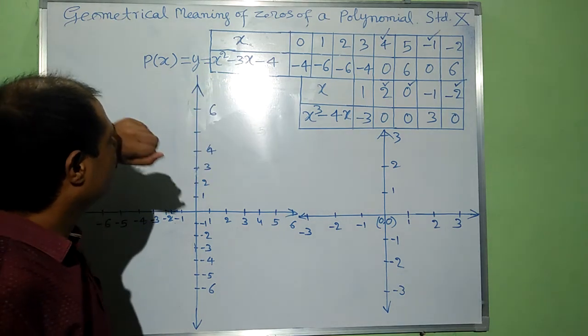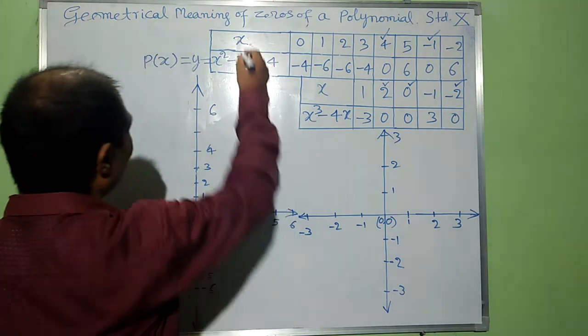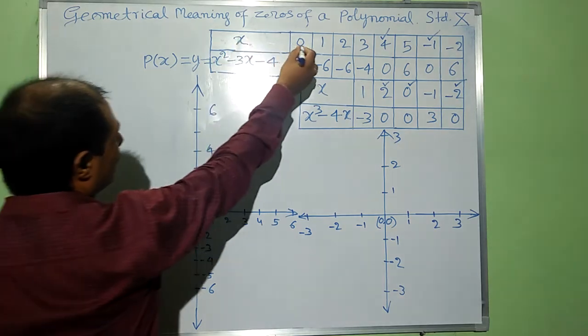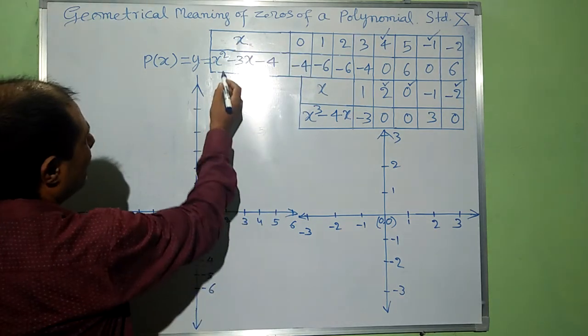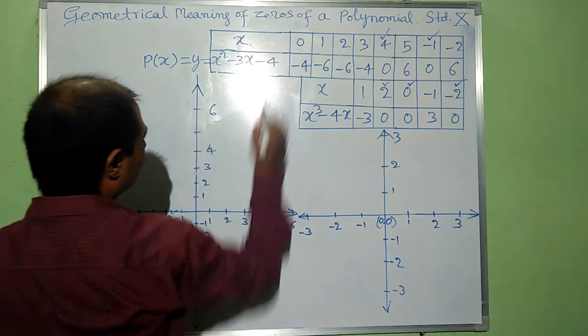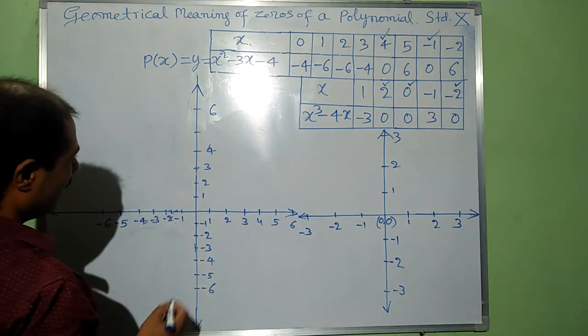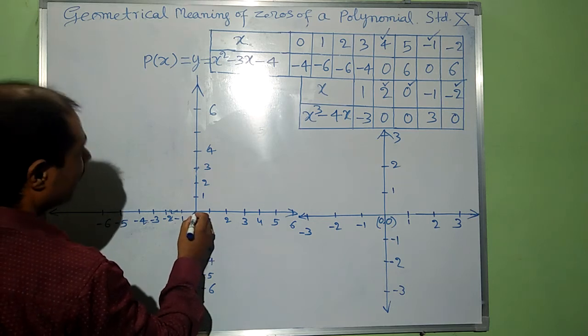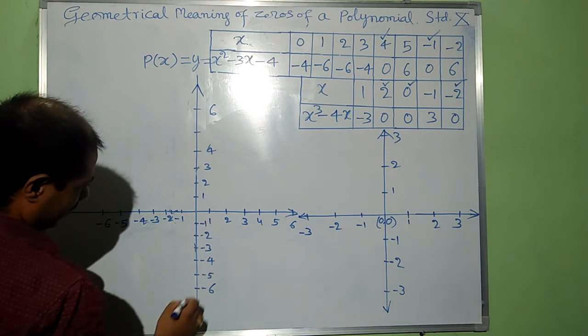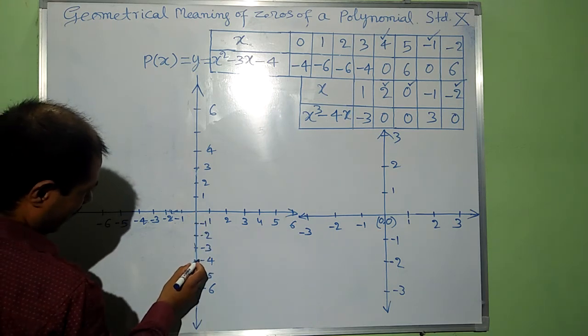When we put x equal to 0 in this column, then the value of y is 0 minus 0 minus 4, that is minus 4. Now put the value of x as 0, and the value of y as minus 4. Minus 4, this point.